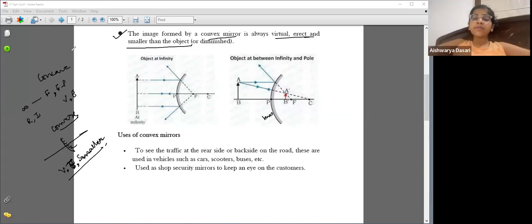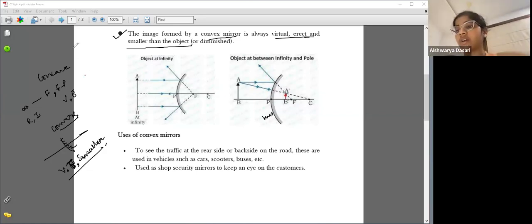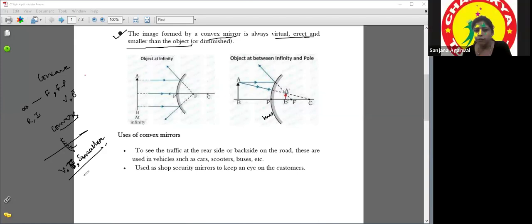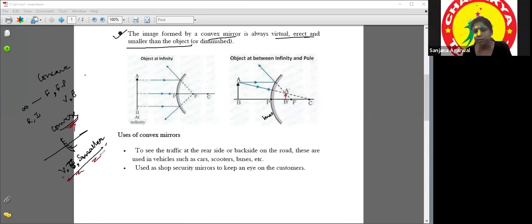Mom, convex mirror forms what? You said convex mirror forms... Convex mirror forms virtual, erect, and smaller sized images. You write the complete word virtual, E for erect, and smaller sized images. And this is why they are used as a rear view mirror.